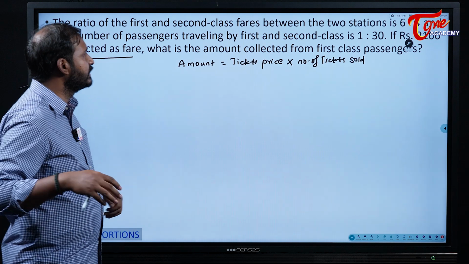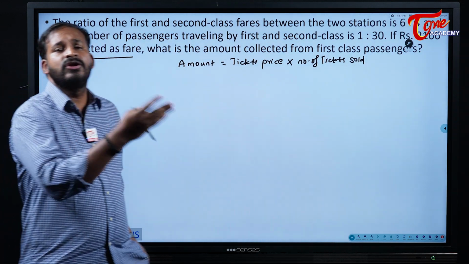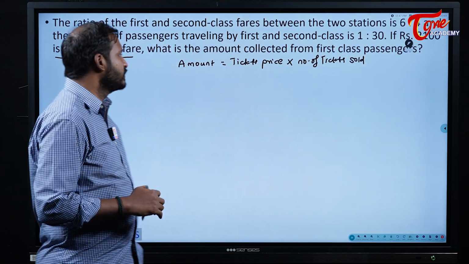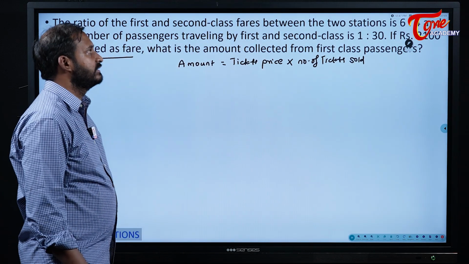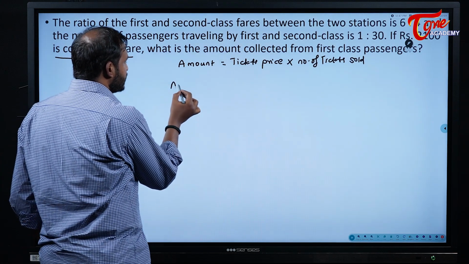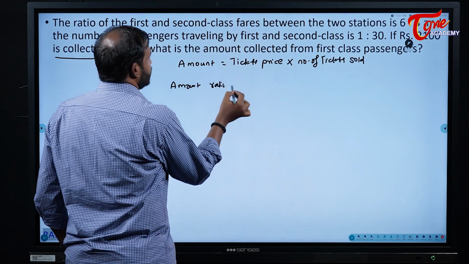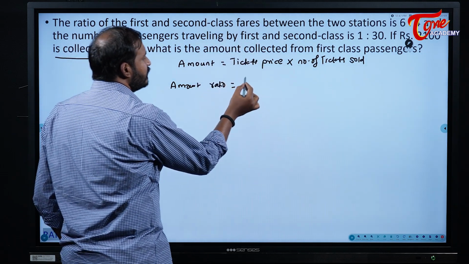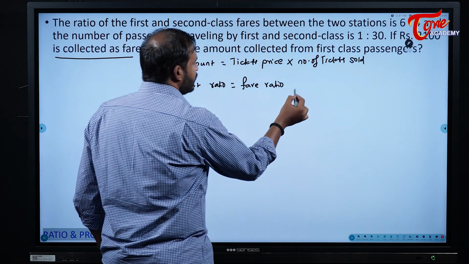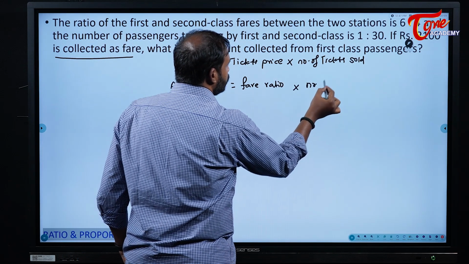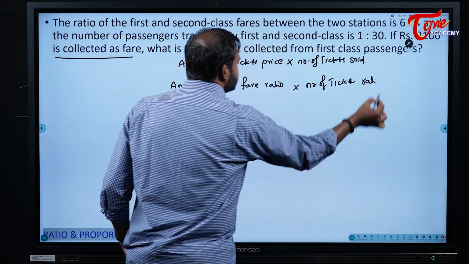So the same quantity. See here, what is the fares ratio between them? 6:4. That is nothing but our denomination ratio only. Now what is the amounts ratio? Price into the number of passengers travelled. So in this case, instead of denomination ratio, here we will have fare ratio. Fare means the price only. Amounts ratio is fare ratio into number of tickets sold ratio. Only the application is different but the concept is the same.